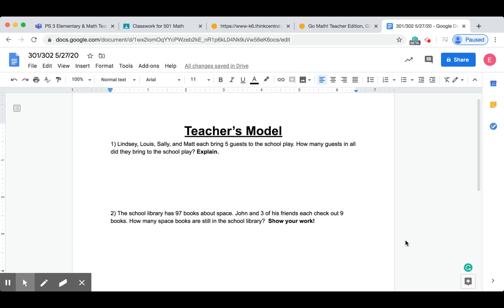Good morning, third grade. Today we're going to continue with our multiplication skills and we are going to solve word problems. I will demonstrate two examples for two different types of problems you may see today.